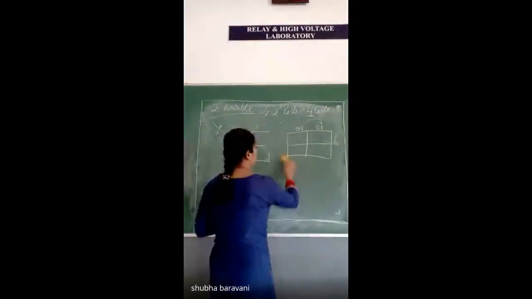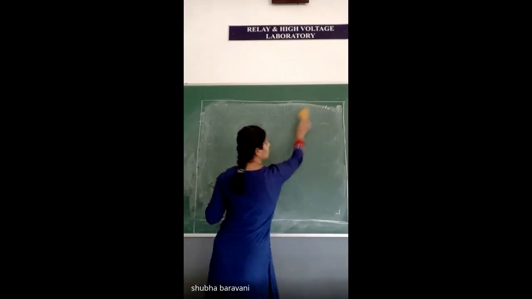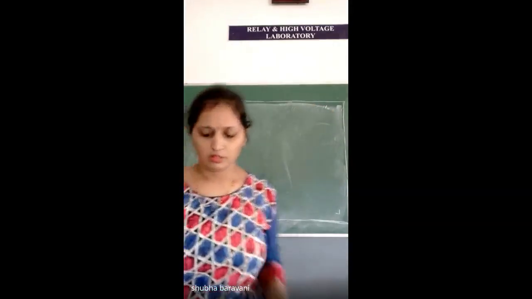I hope this was clear. Everyone? K-map was understood, everyone?